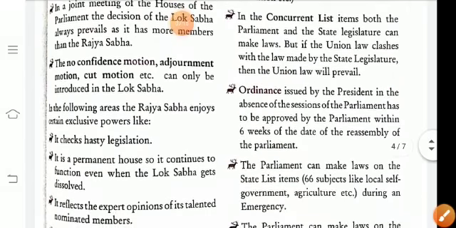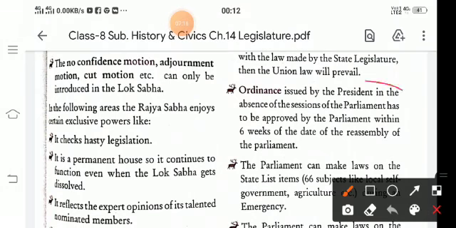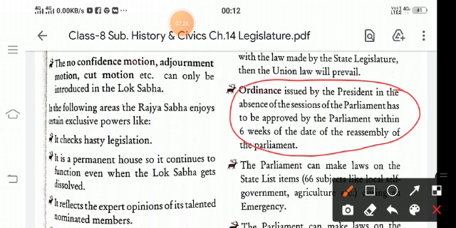Now, what is the ordinance? An ordinance is issued by the president in the absence of a session of the parliament, and it has to be approved by the parliament within 6 weeks. The president issues the ordinance only when the parliament is not in session, but it has to be approved within the 6 weeks. Emergency parliament can be called by the president, and when the ordinance is there, they have to approve it within the 6 weeks.